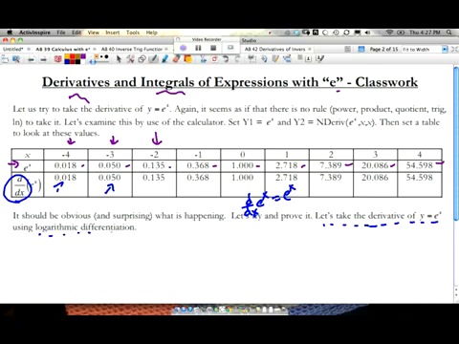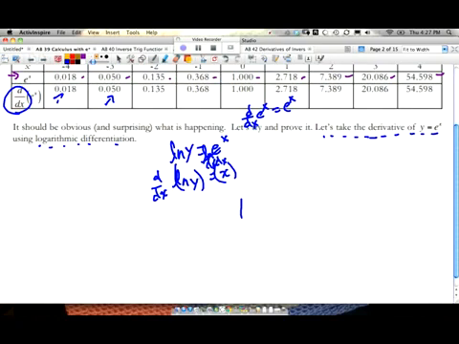Just to confirm it, let's do the derivative of e to the x using logarithmic differentiation. That means using logs and such. So if I were to start with y equals e to the x and then take natural log of both sides, I would get natural log of y equals x. Then let's take the derivative of each side, d/dx of everything. The derivative of x with respect to x is just 1. And here, it's 1 over y times dy/dx.